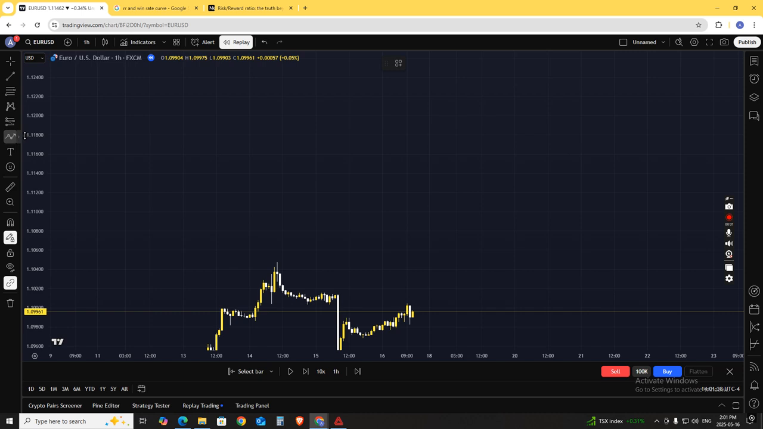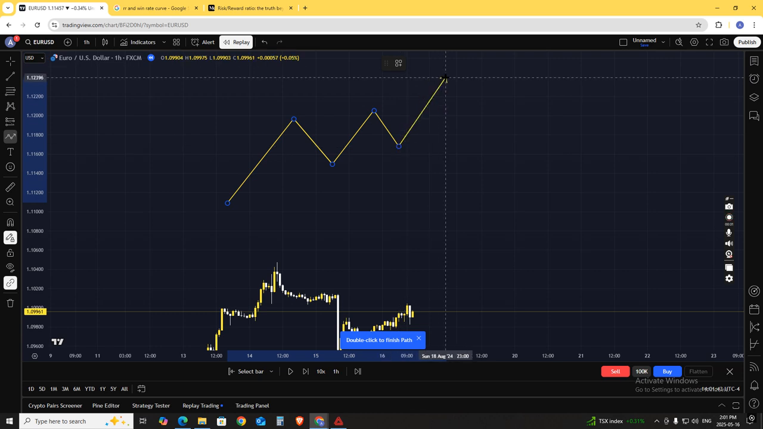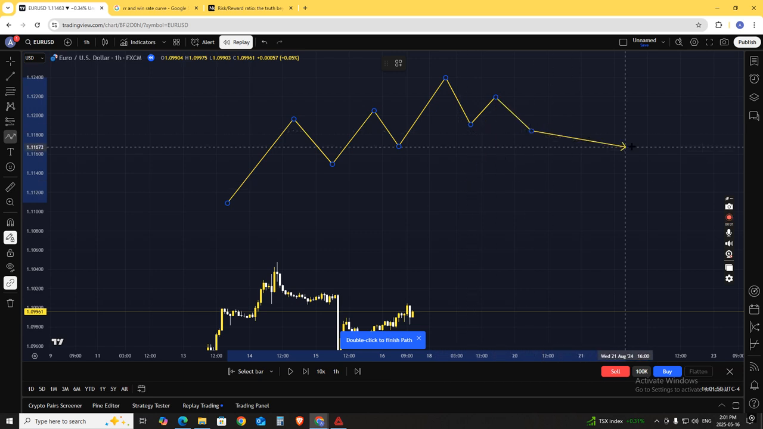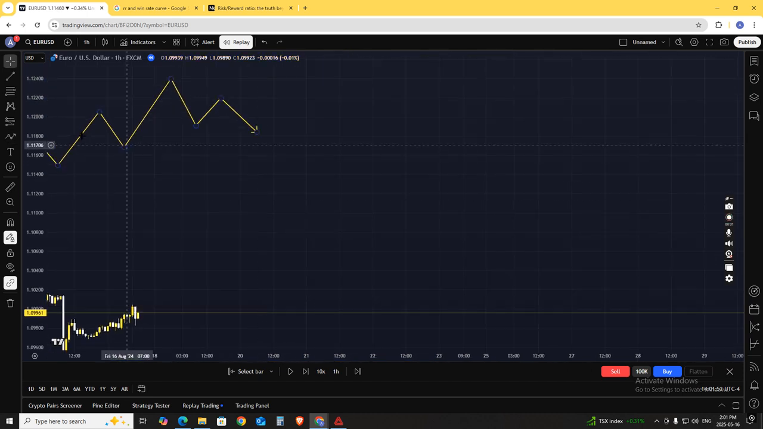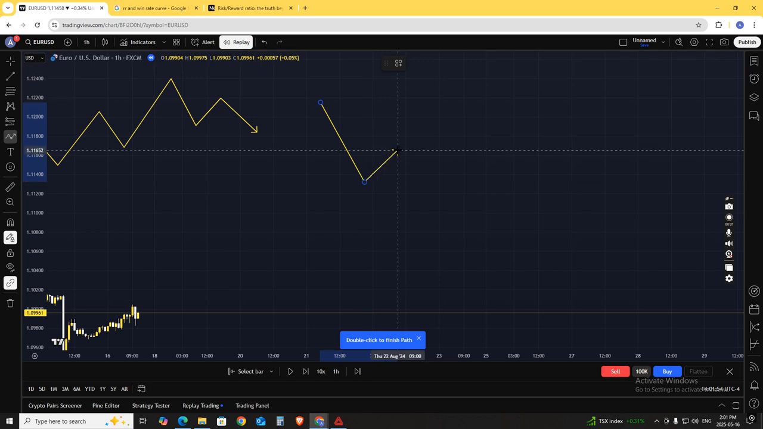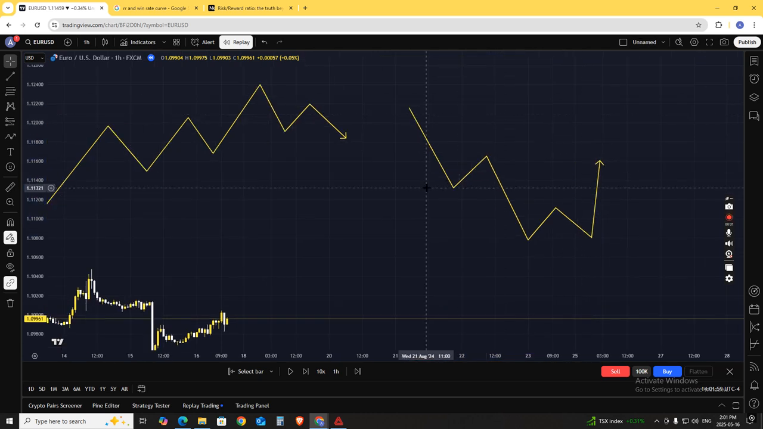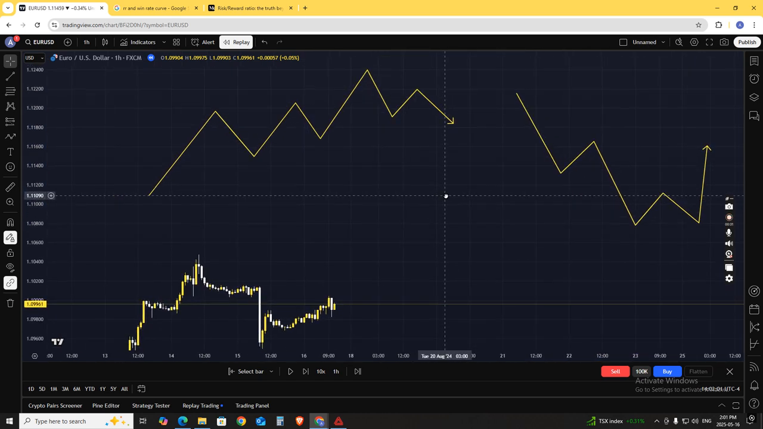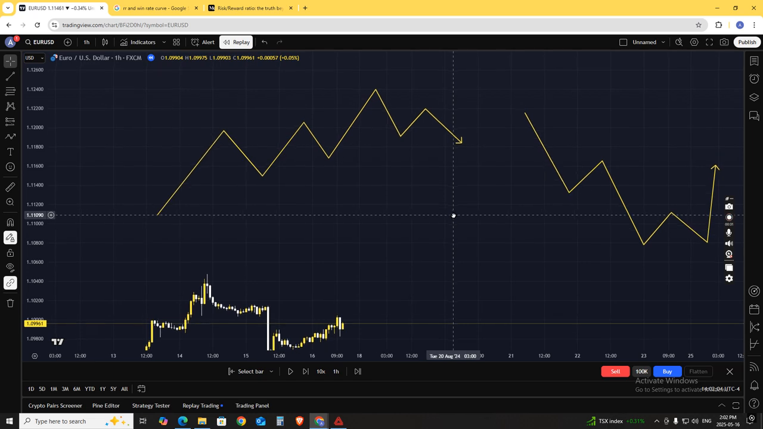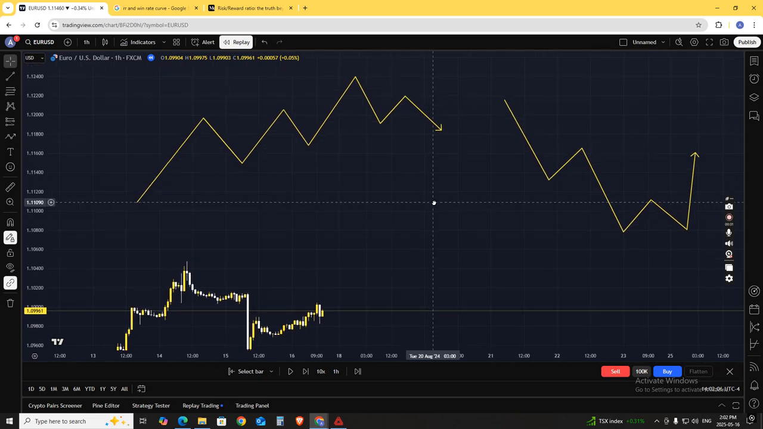As we know, price generally follows market structure, making higher highs and higher lows when it's in an uptrend. Price can also go down if it's in a downtrend like this. My general approach is to be a trend following trader on higher order time frames. So I'm going to look at the daily charts and the 1 hour charts.